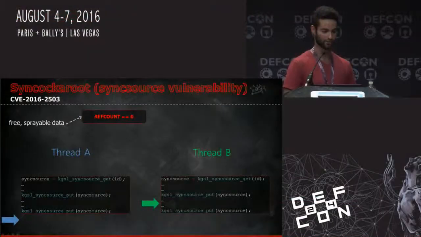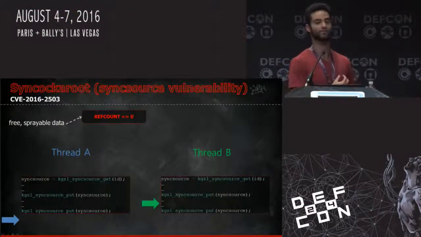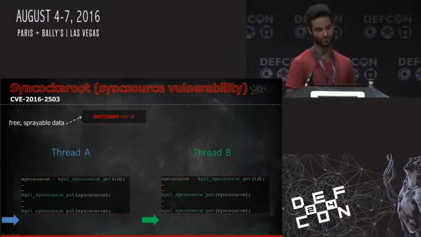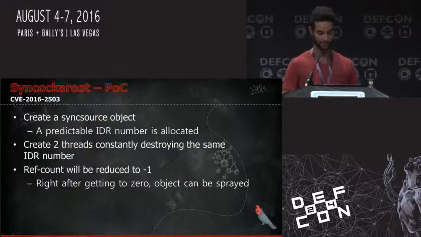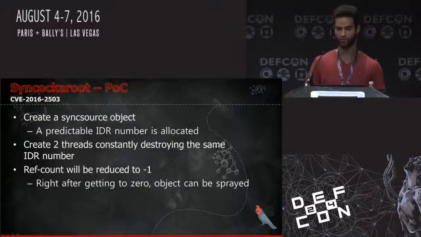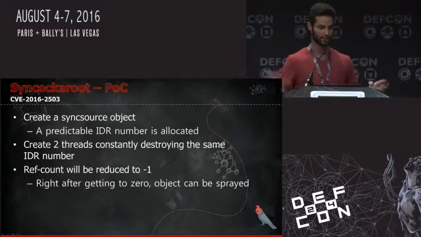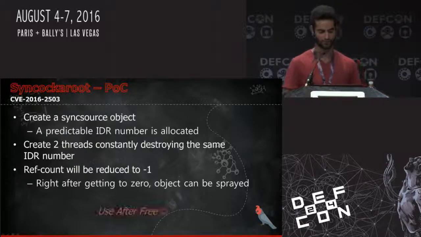And at this point, once the ref count is 0, we can cause another object, our malicious fake object, to be freed. And then we can further exploit it. So again, the POC: we are creating a sync source object, and we create 2 threads which use the destroy function on the object simultaneously. The ref count will be dropped to -1. Before it gets to -1, it's on 0, and then we can heap spray the kernel, catch it, and we have a double free, which leads to use after free. So that was syncockaroot.